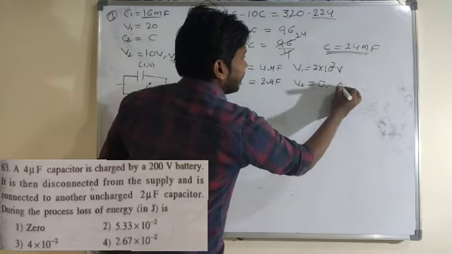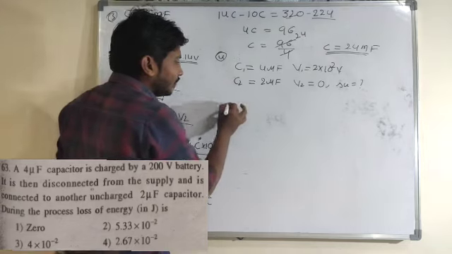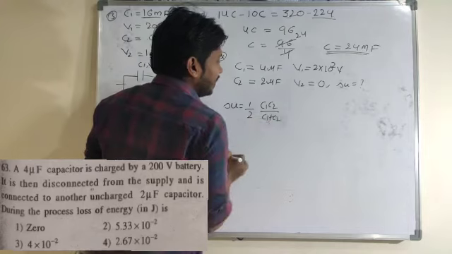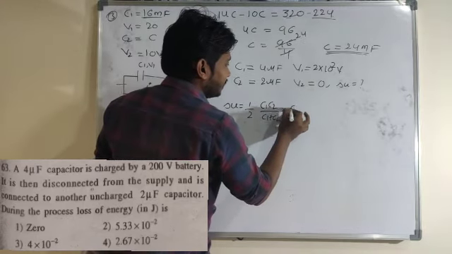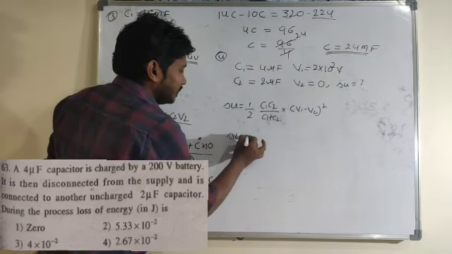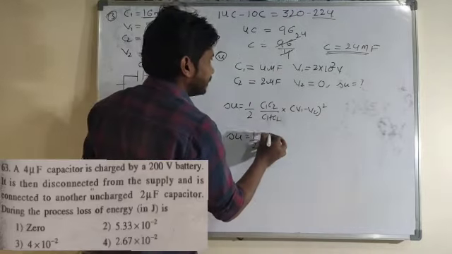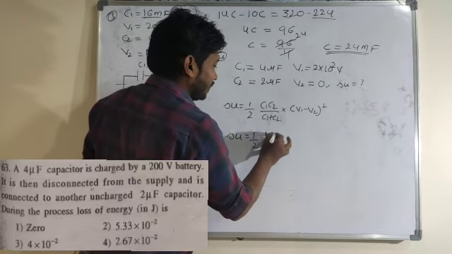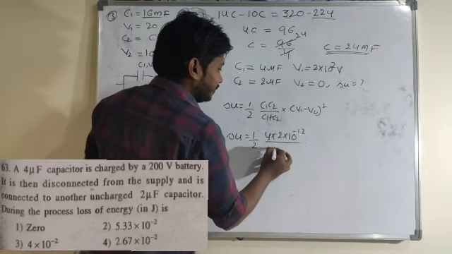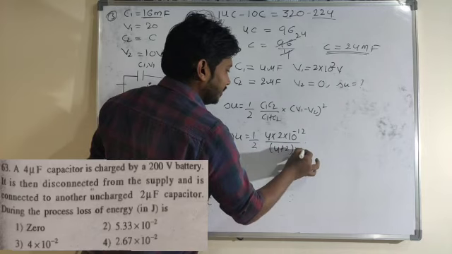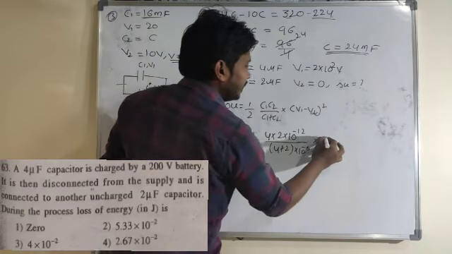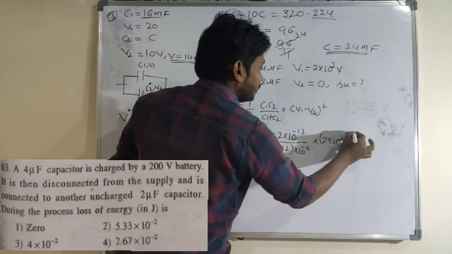So what did they ask us to determine here? Energy loss. So what is the formula I have? 1 by 2 into C1 C2 divided by C1 plus C2 into V1 minus V2 whole square. So fill in the values here. C1 is 4 and C2 is 2 microfarad, into 10 to the power of minus 12, divided by C1 plus C2 into 10 to the power of minus 6. V2 value is 0, V1 is 2 into 10 to the power of 2, whole square.